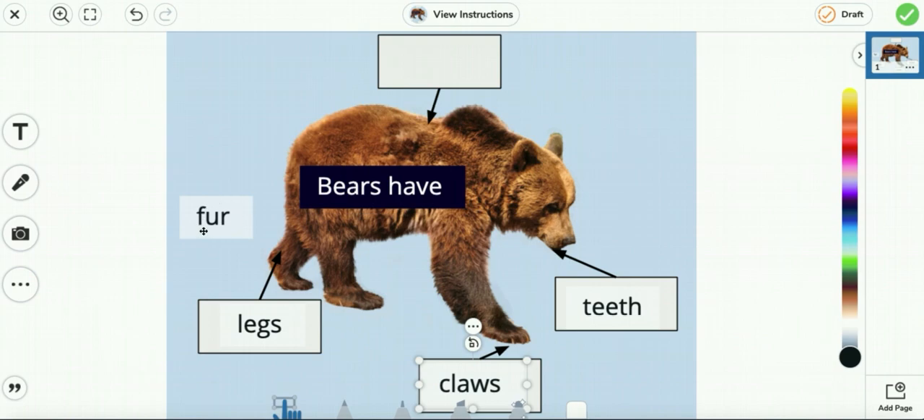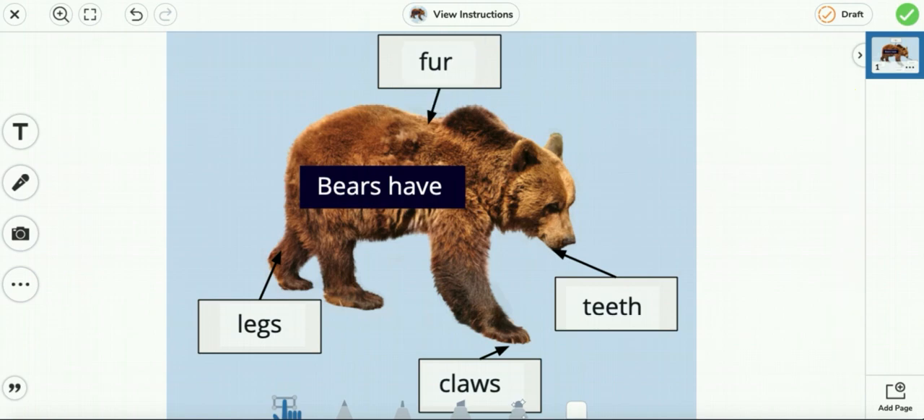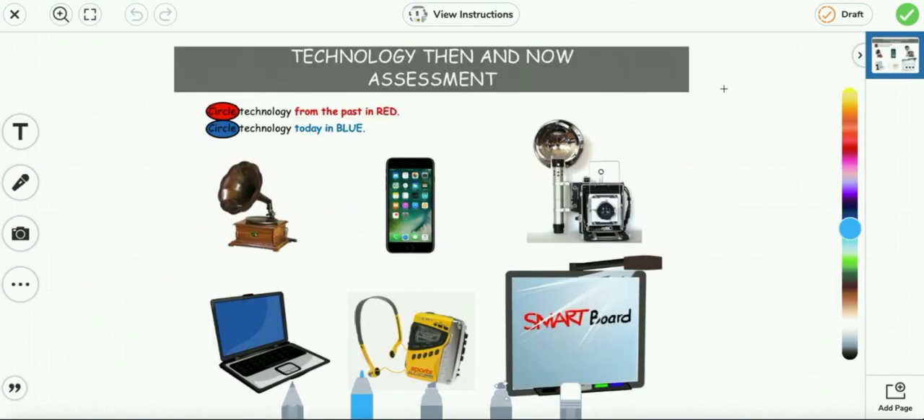Let's look at the last word. Fur. Here we have a vowel R. So the U and the R together, they make the sound. Fur. Where does the fur go? Yes. Great job. We're going to go ahead and move on to social studies.